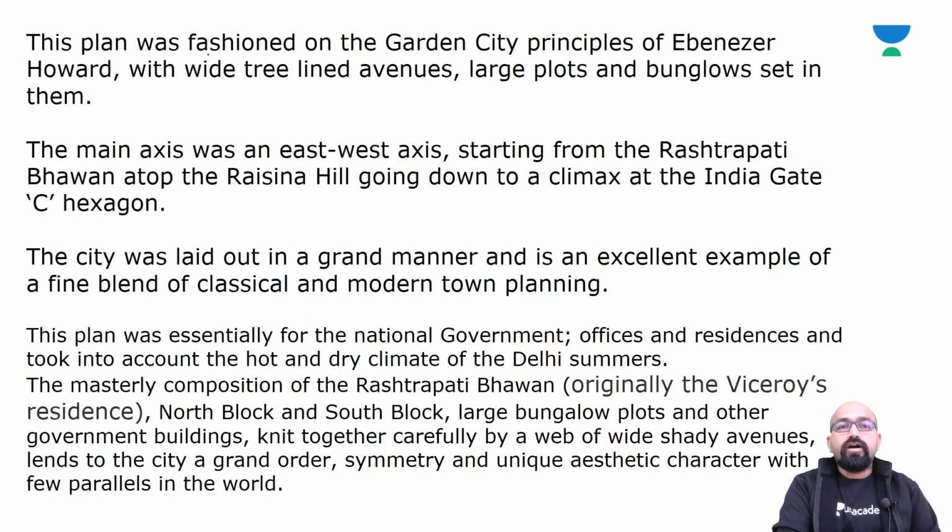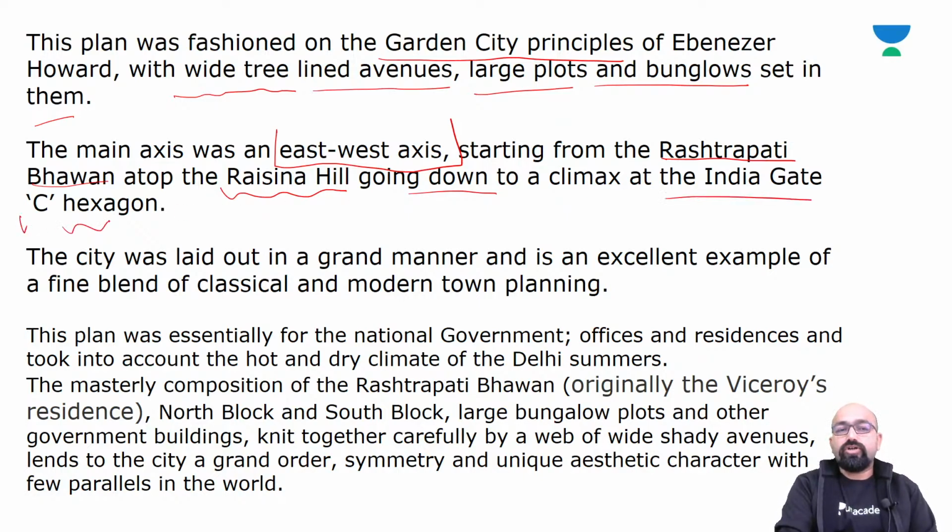Now this plan was fashioned by the Garden City Principles of Ebenezer Howard, with tree-lined avenues, large plots and bungalows set in them. So the structure is like a Garden City. The main axis was an east-west axis. Remember guys, they planned accordingly an east-west axis starting from the Rashtrapati Bhavan atop the Raisina Hill, going down to the climax at the India Gate in C Hexagon.